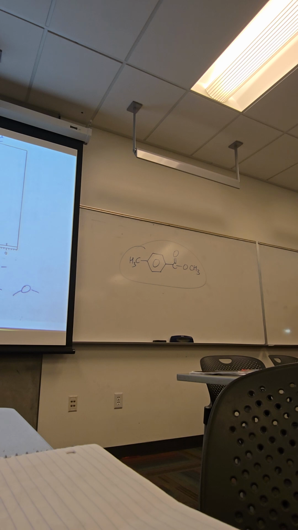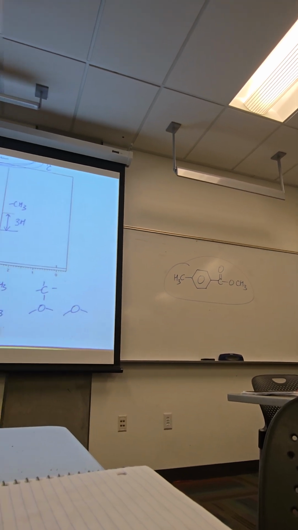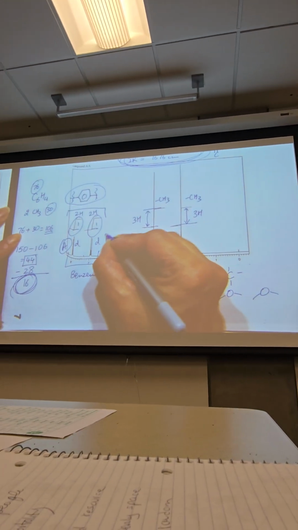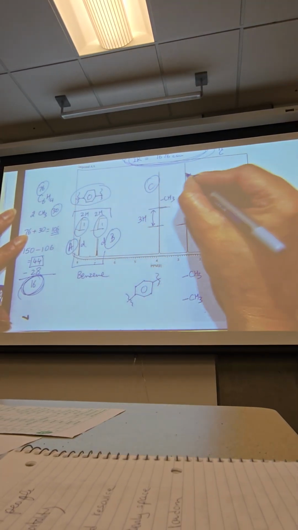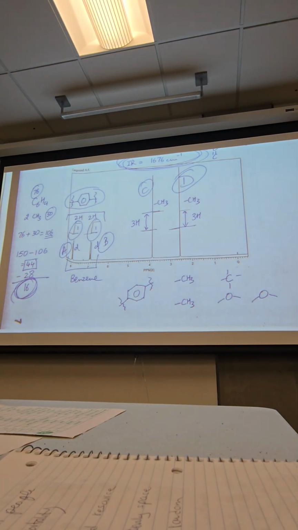So when you see this structure, if I were to again call them A, B, C, and D, then this is signal D, this is signal C, and then that's ortho or next to, so resonance, these are going to be more deshielded, signal A.